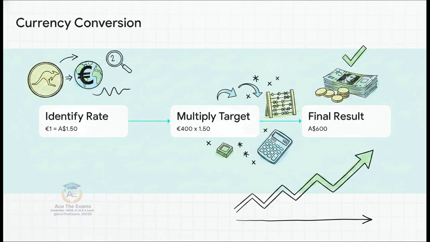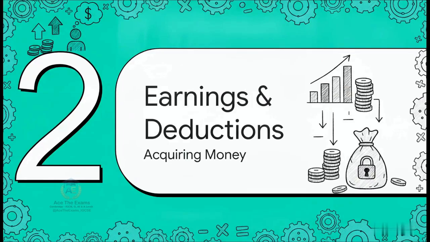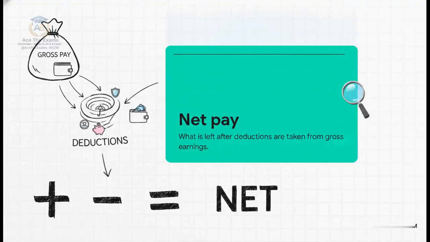Okay, locking in those foreign exchange marks is crucial because they form the baseline of your grade. Moving swiftly along to Section 2, Earnings and Deductions. This is where the examiner starts setting invisible traps. The absolute most critical concept to grasp in this section is the strict definition of net pay.